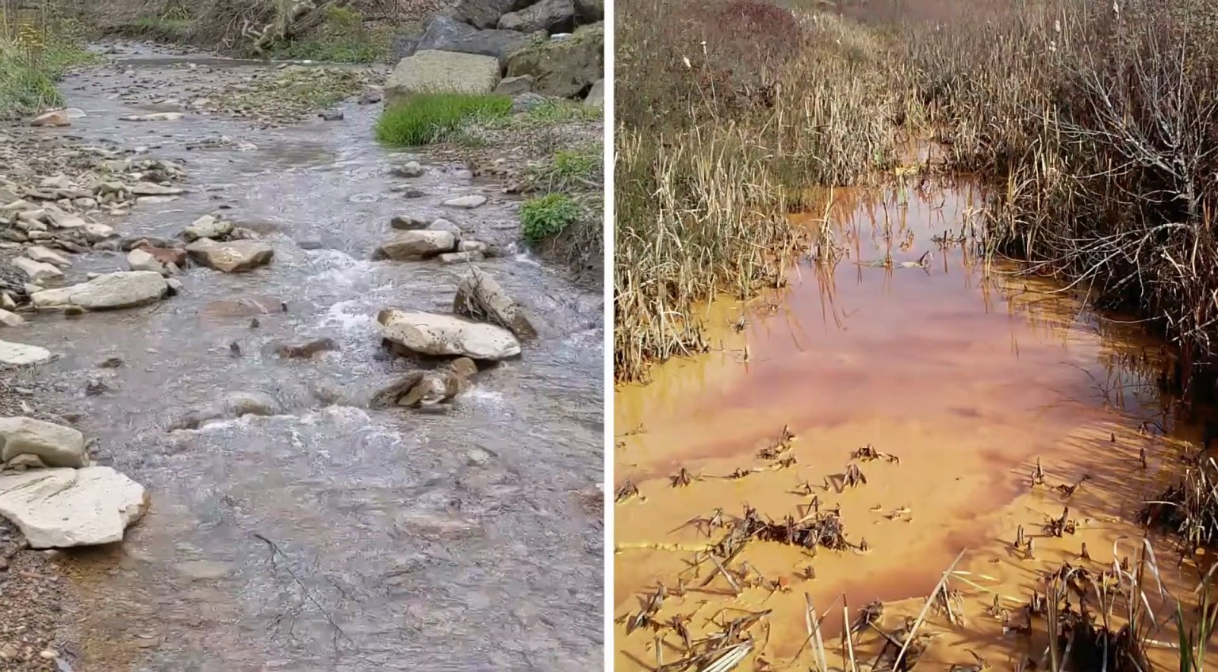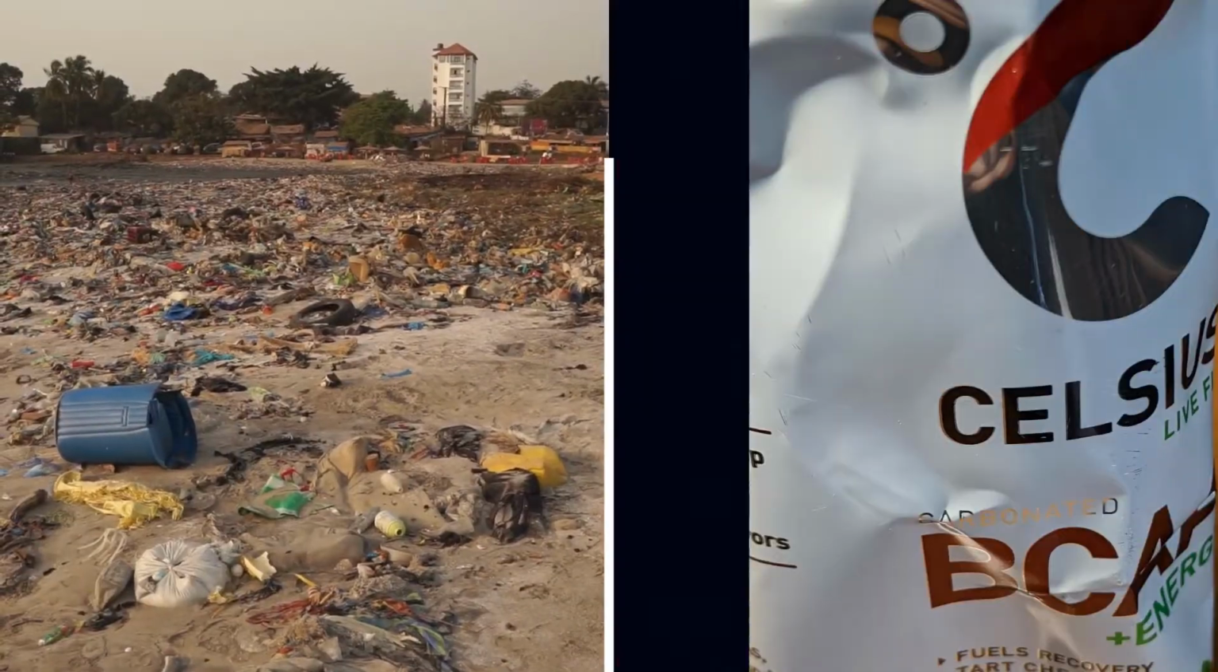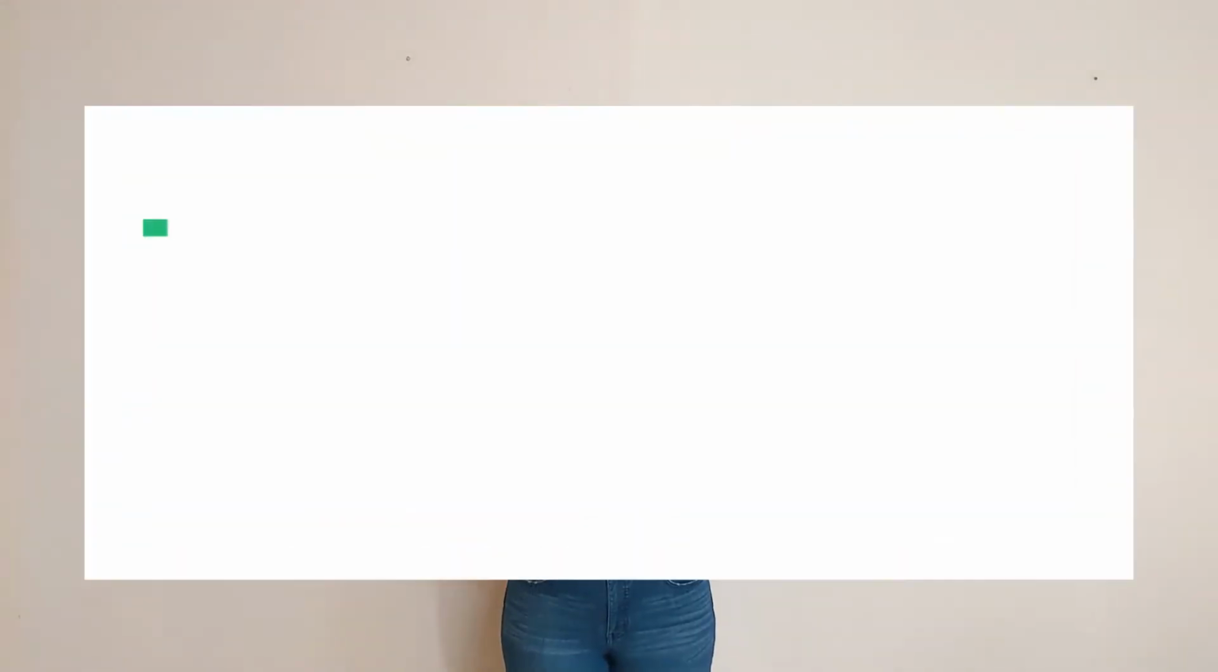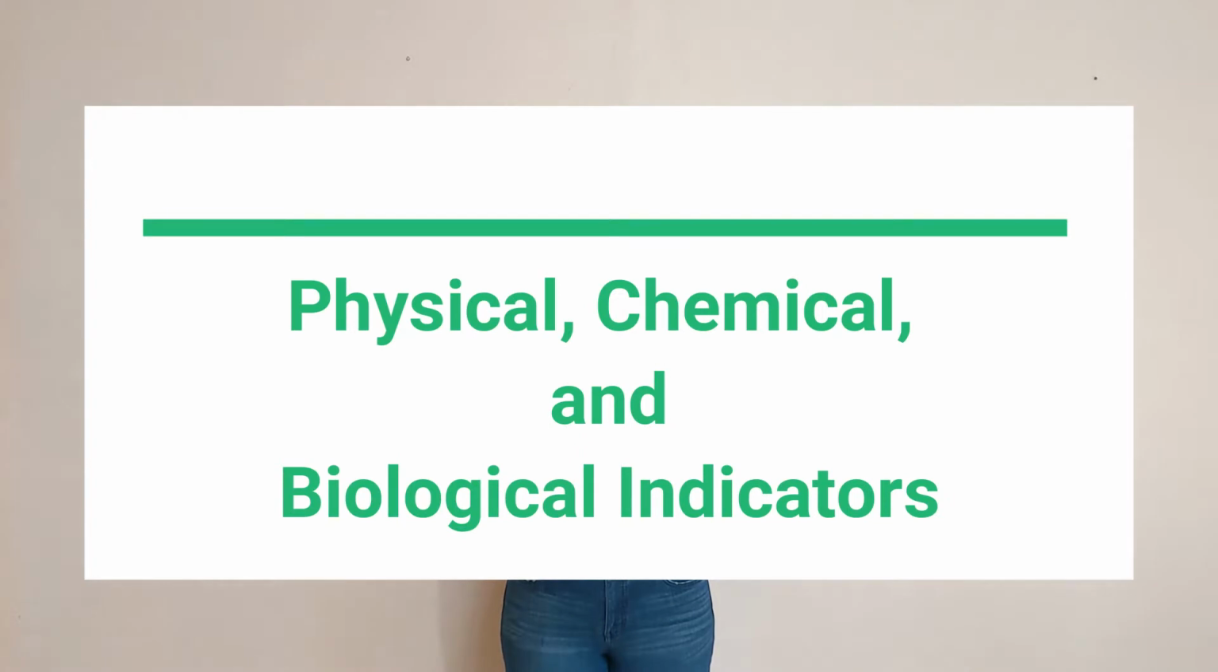How can you tell if a river or a stream is healthy and clean? Do you look at the water's color, its clarity? Do you look to see if it's filled with trash or if there's plenty of fish swimming in it? Professionals look at physical, chemical, and biological indicators to determine the health of a river or a stream.